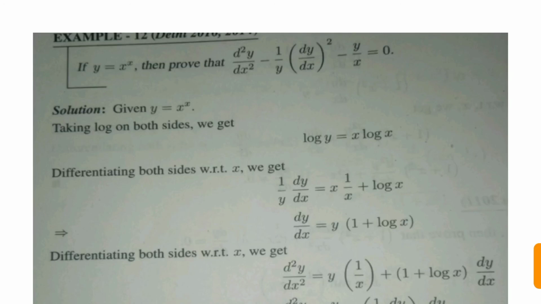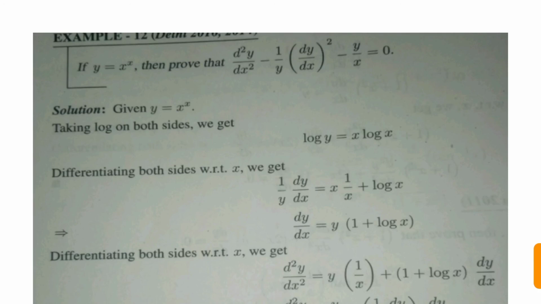So first function x into differentiation of second, that is 1 upon x, plus second function into differentiation of first, that is log x, into differentiation of x, that is 1. So we get 1 upon y dy upon dx is equal to x into 1 upon x plus log x. So dy upon dx is equal to, after cross multiplying, we get y, x cancel, 1 plus log x.